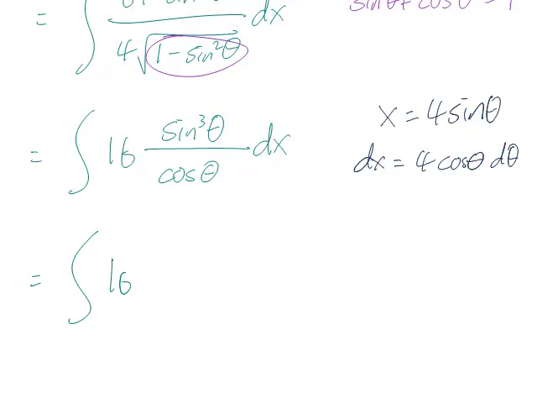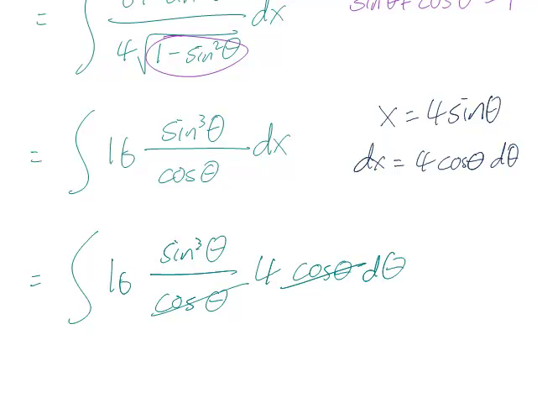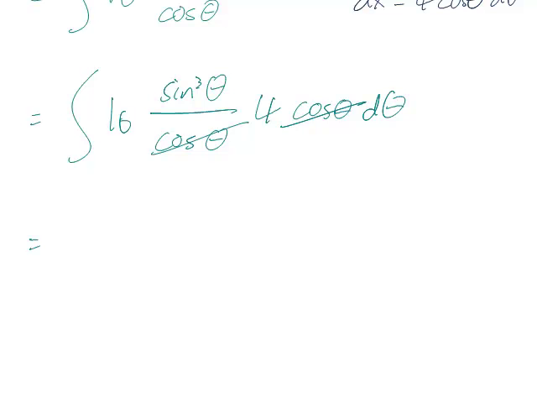This means you'll get 16 sine cubed theta over cosine theta. dx is now 4 cosine theta d theta. And the cosines go away, so we have, look at that, a 64 all over again. Let's pull the 64 out, integral of sine cubed theta d theta. So the question now is, how do you do this integral? Ignoring the 64, the integral of sine cubed theta d theta.